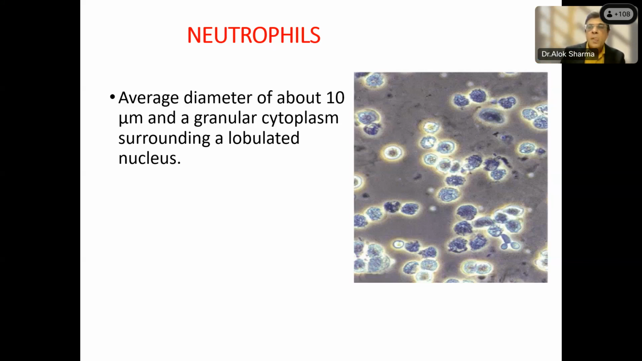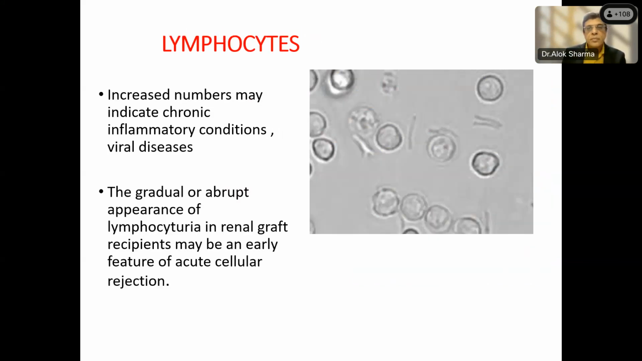It takes some practice. But if you're in doubt, you can always use one of the stains which I have already told you earlier. But most of the times it's not required. You can easily identify the neutrophils in urine. Now, lymphocytes, of course, will not have any granules in their cytoplasm. They will be agranular. And you often find a large increased number of lymphocytes in a lot of chronic inflammatory conditions and a lot of viral infections.